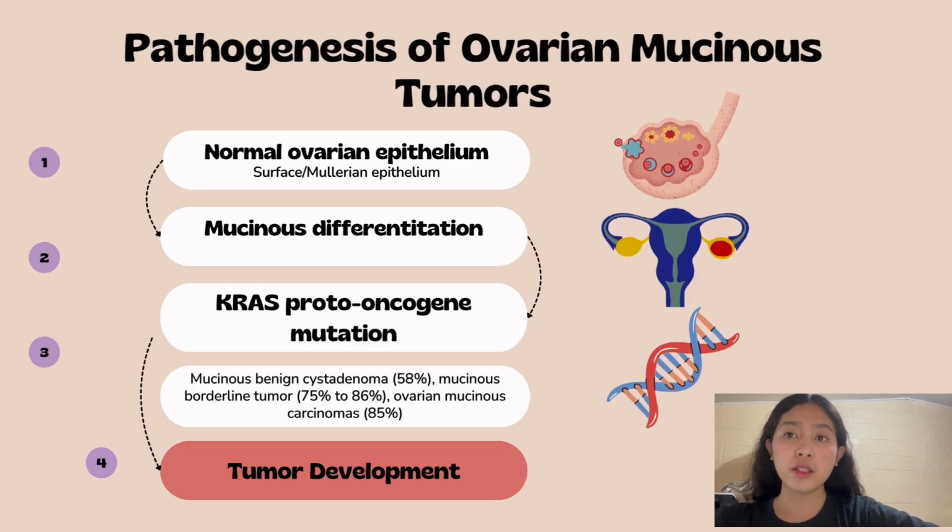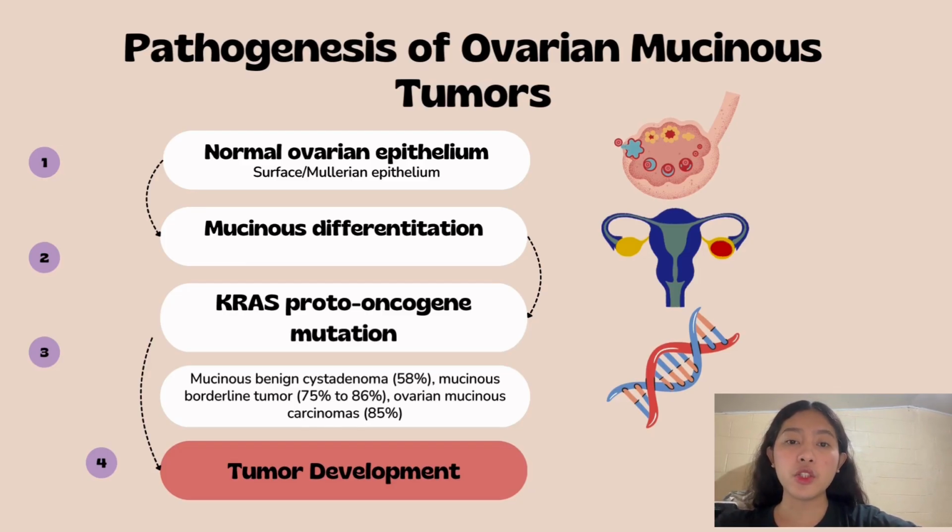So next is mucinous differentiation. So through metaplasia, cells acquire features of intestinal or endocervical type epithelium such as tall columnar cells with basal nuclei and mucin-filled apical cytoplasm. So these cells begin to form cysts filled with gelatinous mucin-rich fluid.